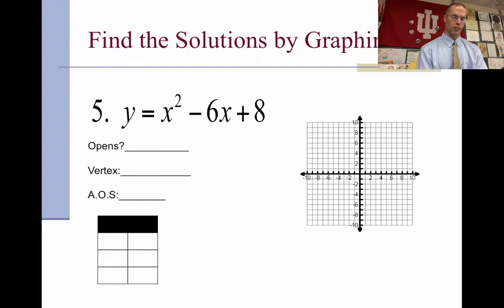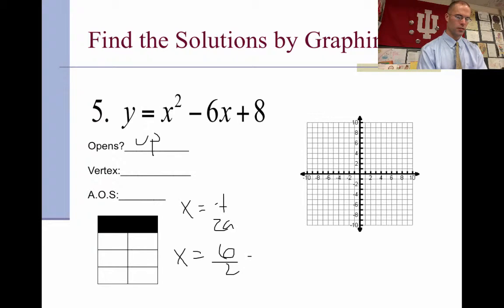Alright, we want to solve by graphing, so what we care about here is where it crosses the x-axis. Since my A value is positive 1, I know this is going to open up. So what we need to do here is x equals negative b over 2a to figure out the x value. So we're going to have a positive 6 over 2, which gives me positive 3. So the x value of my vertex is 3. That also tells me my axis of symmetry is x equals 3.